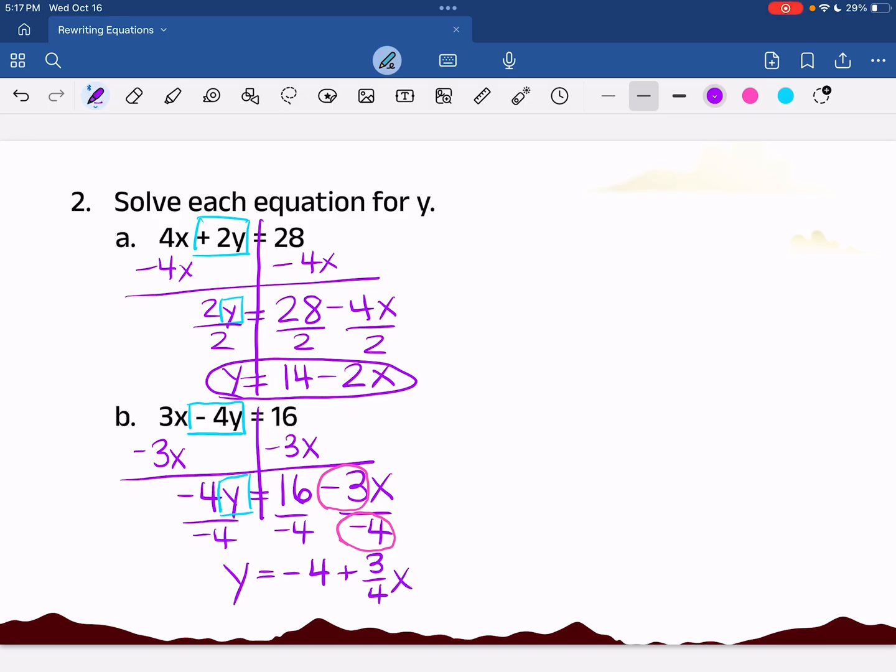If you're not sure about your signs, you're going to use your calculator and make sure you put the signs that are there. So this one is a negative up here. This one is a negative down here. So negative divided by a negative is going to give us a positive, and it's 3/4 x. So this would be negative 4 plus 3/4 x.